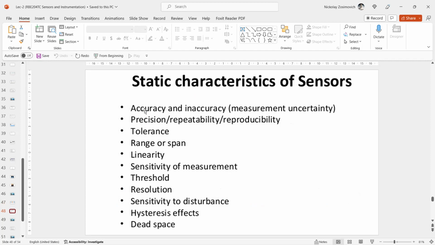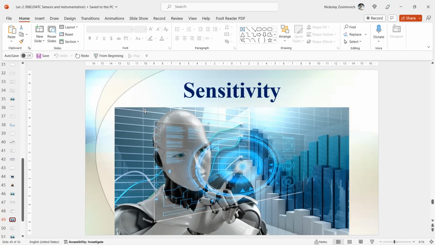In this section, we will define some general specifications, like sensitivity, nonlinearity and hysteresis, resulting accuracy, offset and zero drift, noise, response time, and frequency response. There may be many more, but we define only some general specifications. The sensitivity of a sensor is defined as the ratio between the change in the output value and the change in the input value that causes that output change.